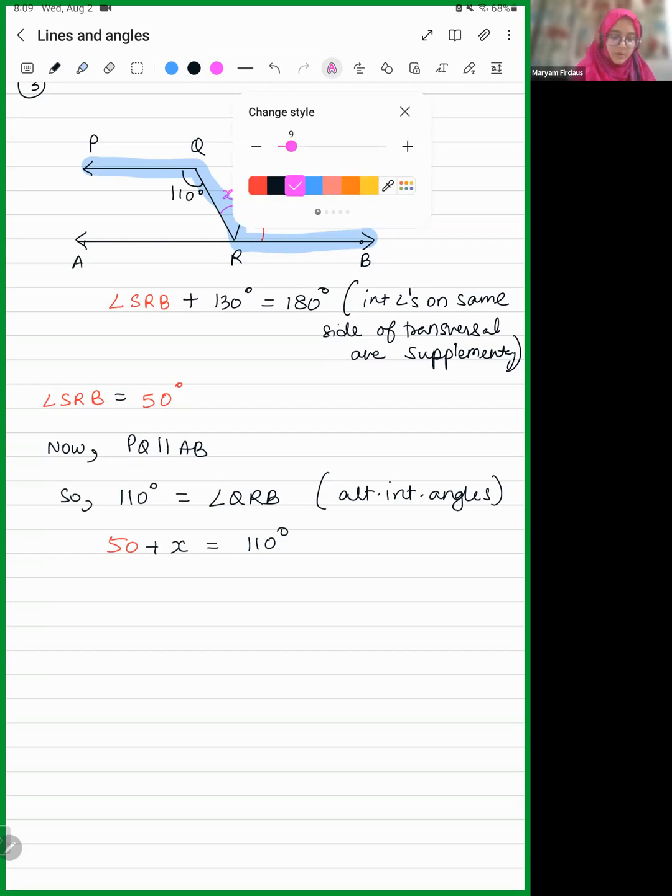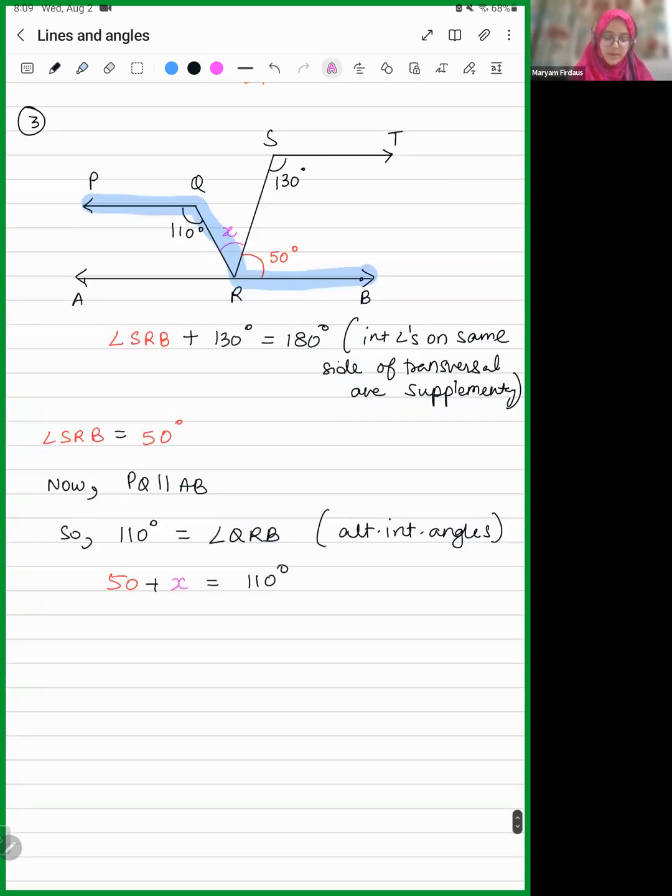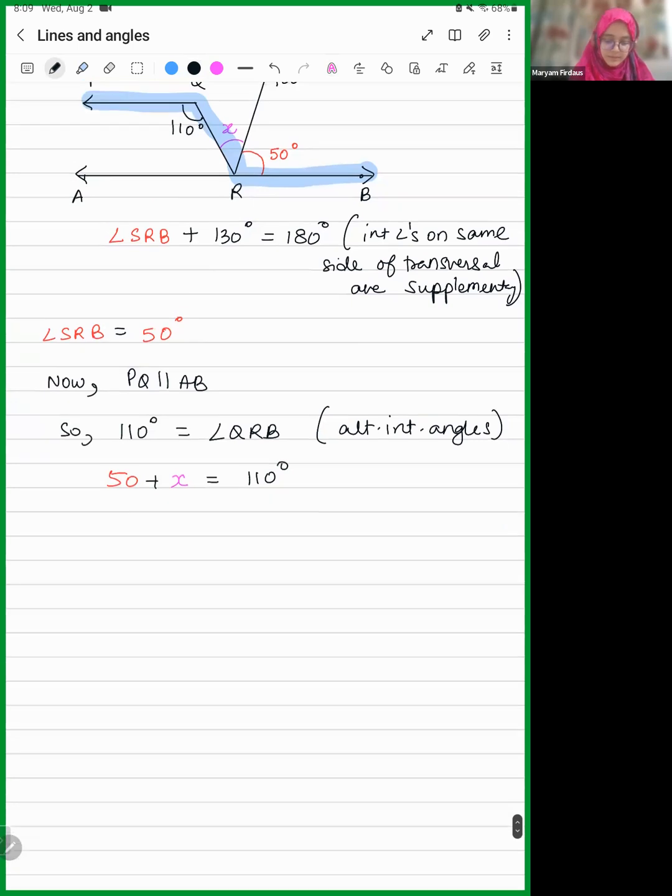So what is X now? Your X turns out to be 110 minus 50, and that is 60 degrees. So we have found our X. Okay. Yes. We had to just find X.